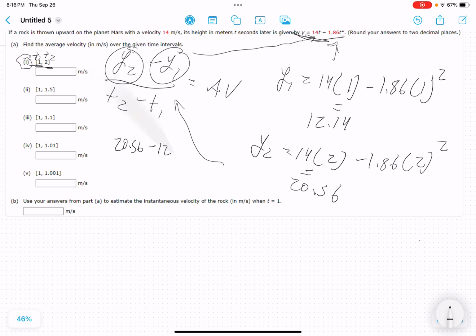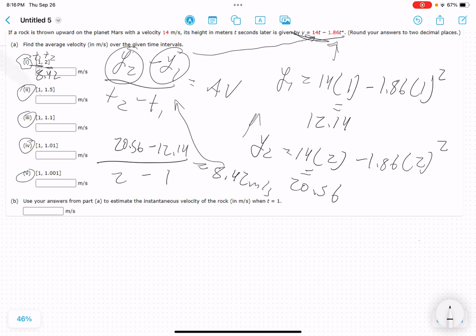And so when you use this equation here, you're going to get 20.56 minus 12.14 over 2 minus 1. And remember, these are the times. And this should get you 8.42 meters per second.